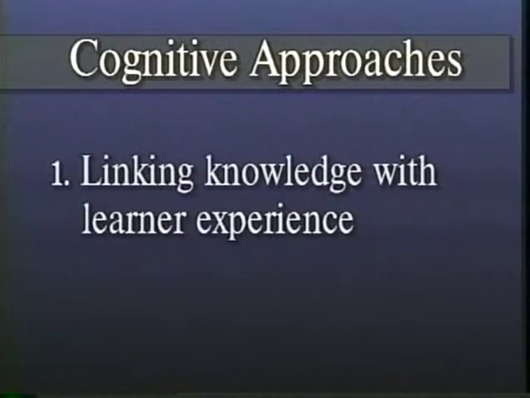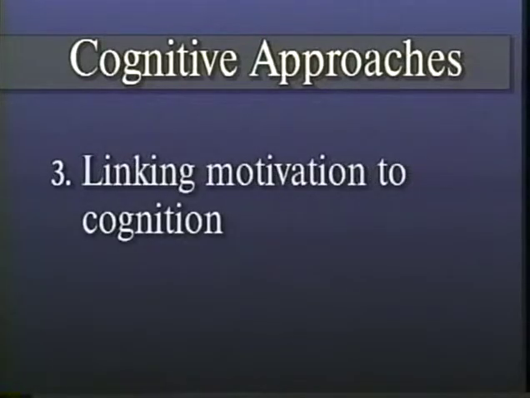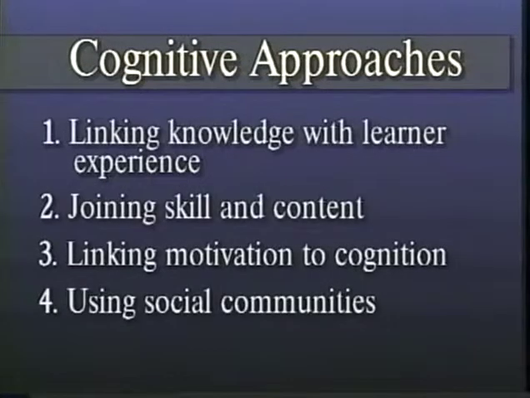The characteristics of the adult learner determine the cognitive strategies that we must use to teach math. They are: 1. Linking knowledge with learner experience. 2. Joining skill with content. 3. Linking motivation to cognition. And 4. Using social communities. These are 4 cognitive areas to which instructors need to respond.